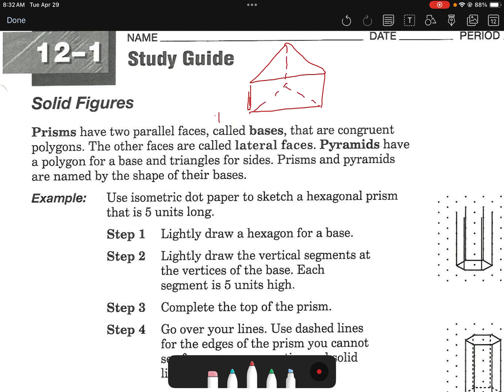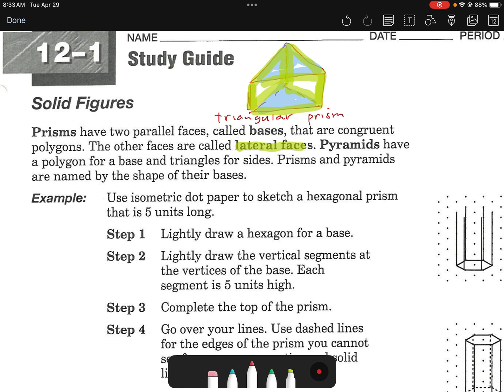This is my first prism. It's called a triangular prism. Notice how we have triangles. These are called the bases because they're parallel to each other. And then the other shapes that we have here are rectangles. I have 3 rectangles. And those rectangles aren't parallel. But that's why this is a prism, because the bases are parallel and those lateral faces are rectangles.